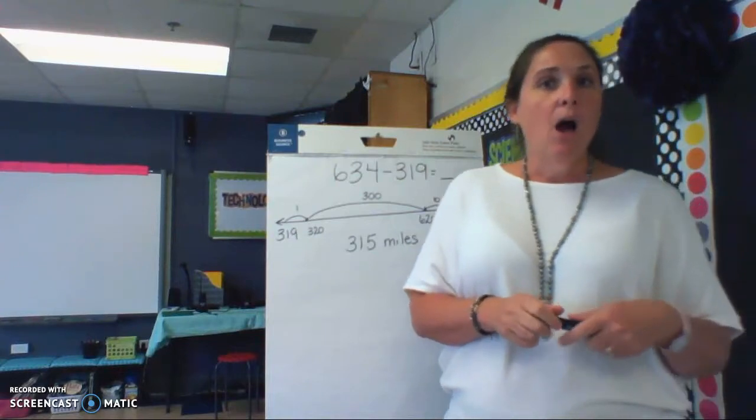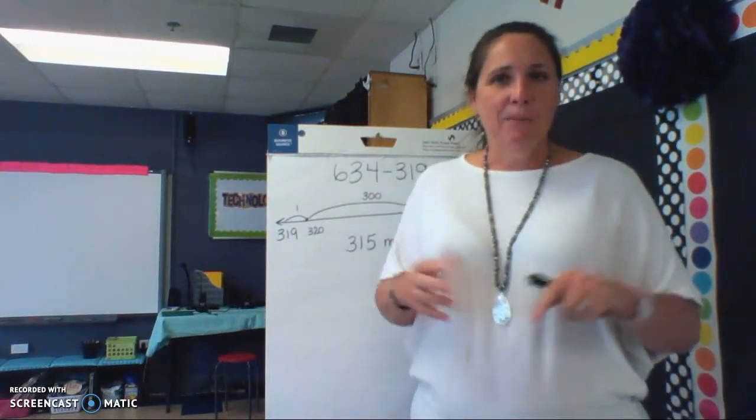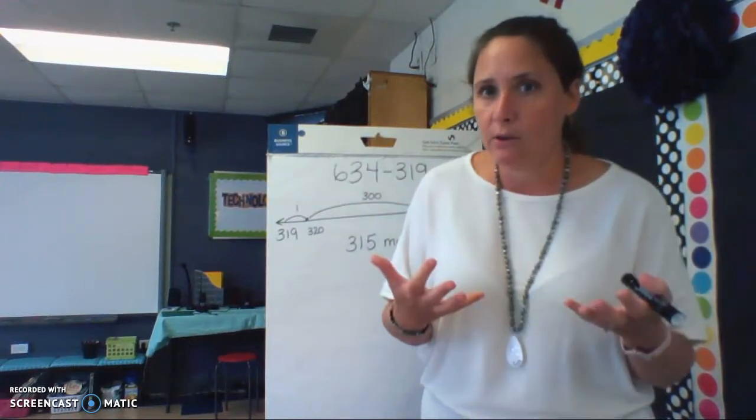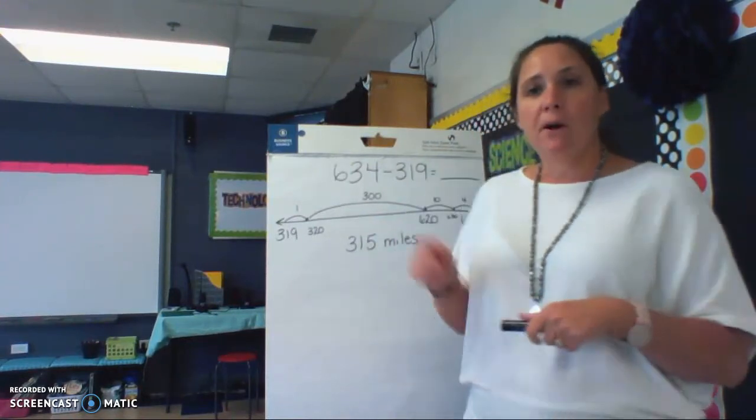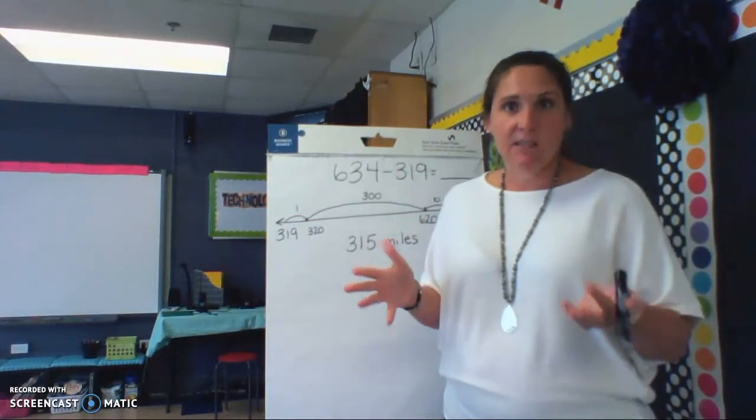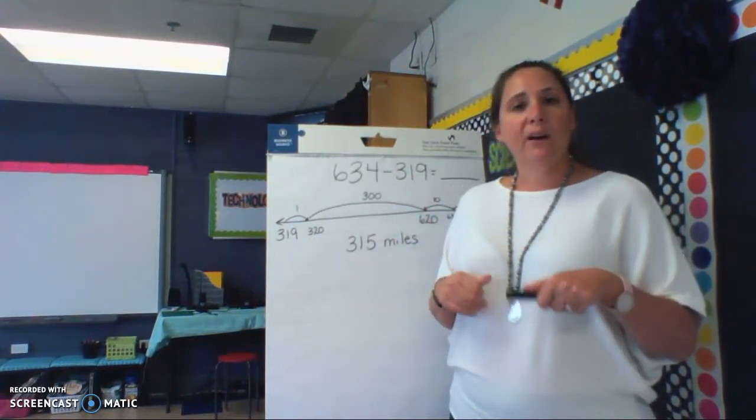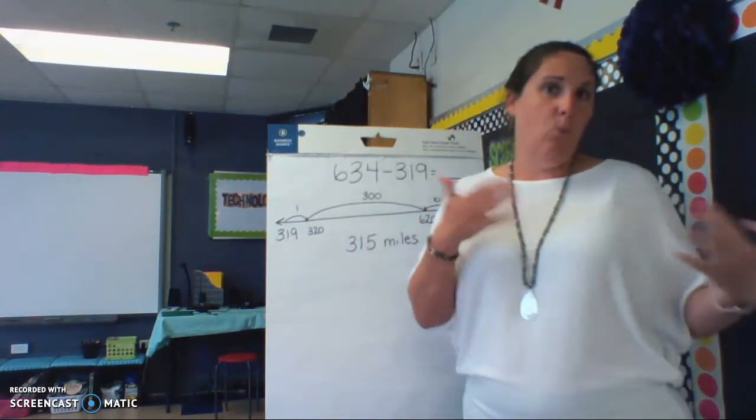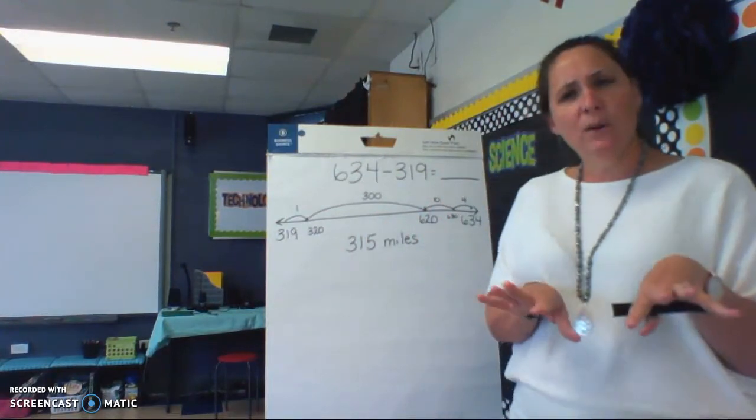So we're going to be breaking apart or decomposing the 3 into 300, because we're doing the value, what it's worth. We're going to break apart the 1 into 10, because that's in the tens place. And we're going to break apart the 9 into 9, because it's in the ones place. All right, so this is what it looks like.